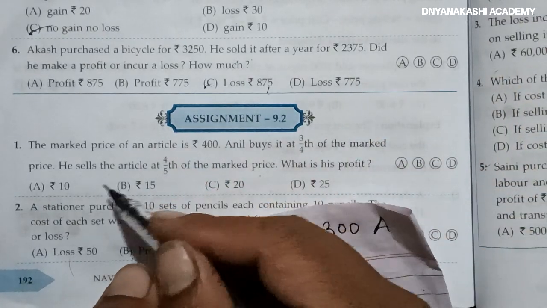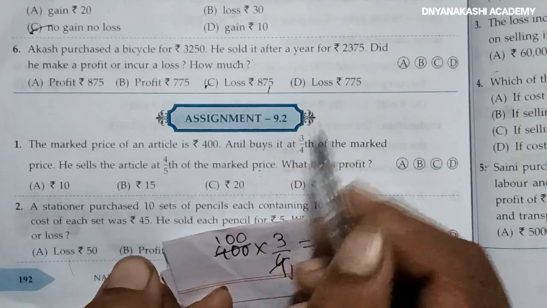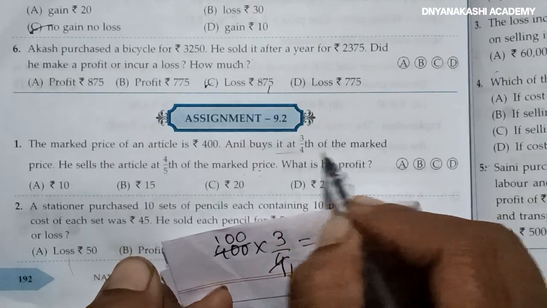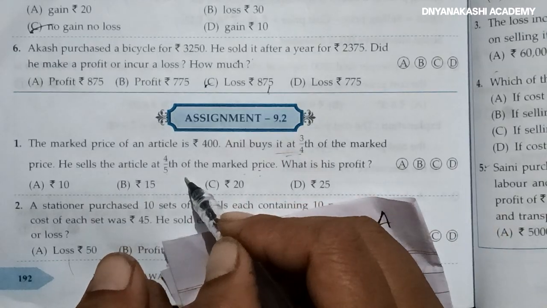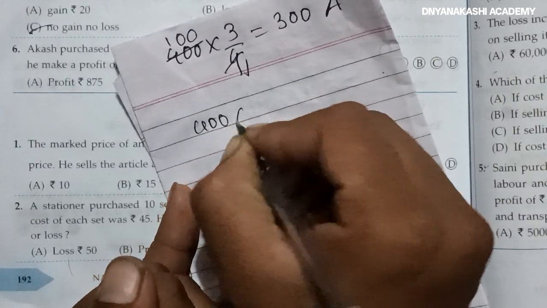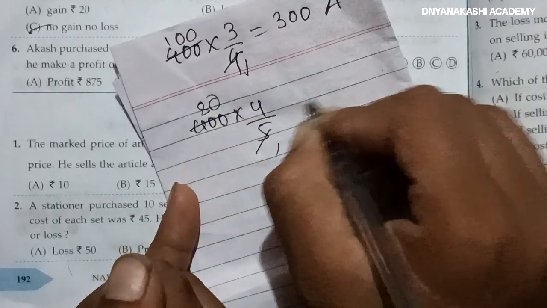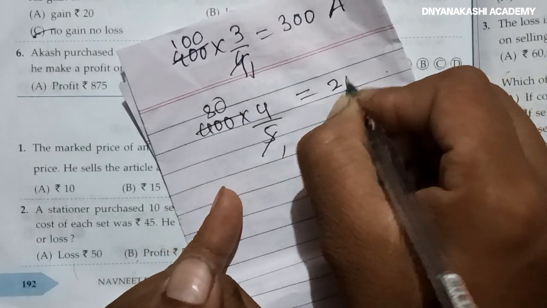And next, he sells the article at 4 by 5th of the market price. This is the purchase, this is the sale, and 400 into 4 by 5th.